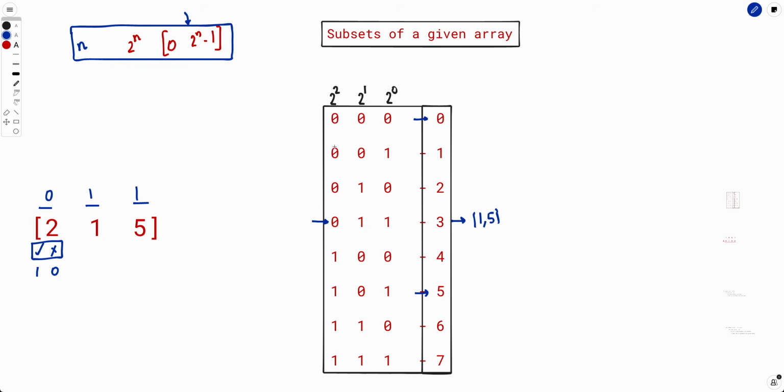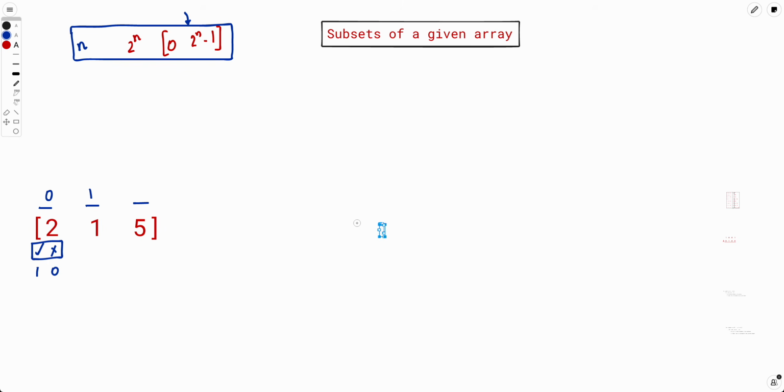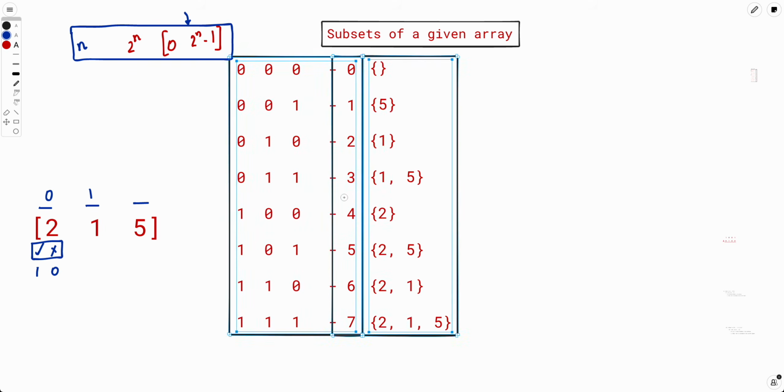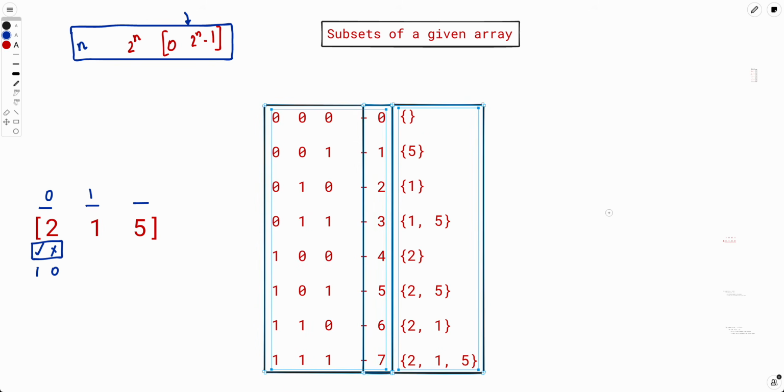So each of these values will translate to some subset, and finally all these 8 combinations will give us all the possible subsets of the given array, right? So let's look at the complete list. If you see, this is how the list would look. We have 8 combinations, and each combination would give us some subset.